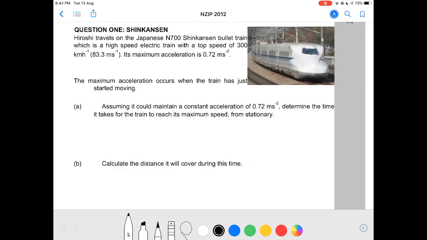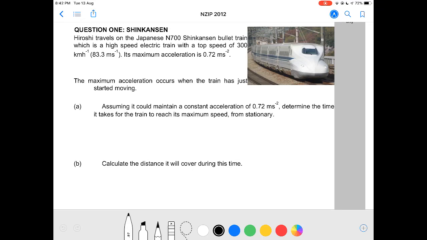Alright, so we're going to be covering two more questions involving the kinematic equations and the 4 different variables that you will need to find the correct answers, okay? So we're going to be reading out the question here. Hiroshi travels on the Japanese N700 Shinkansen bullet train, which is a high-speed electric train with a top speed of 300 kilometers per hour, which is 83.3 meters per second.